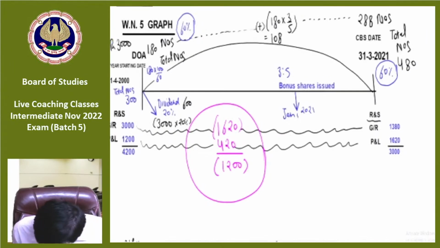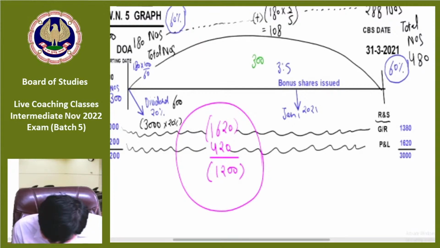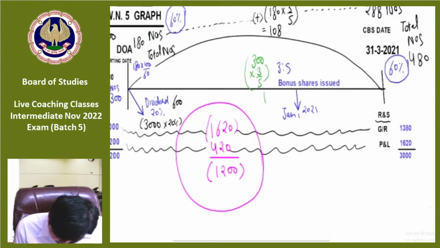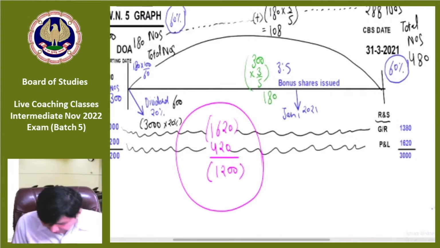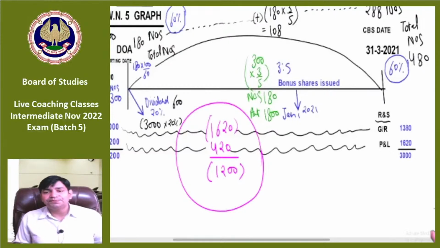Total bonus shares were 180. How is that calculated? 300 shares were total before bonus, multiplying by 3 divided by 5. It means the company declared a total number of bonus shares of 180. And if 180 is the number of shares, then what is the amount? Multiply by 10. It means the amount of bonus shares was 1800 lakhs. Very, very simple.